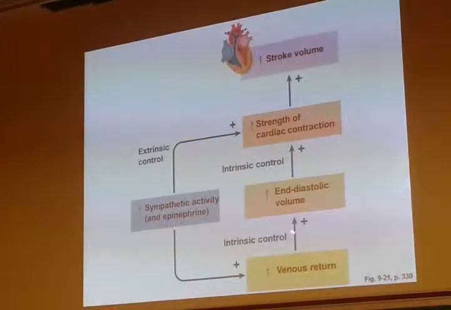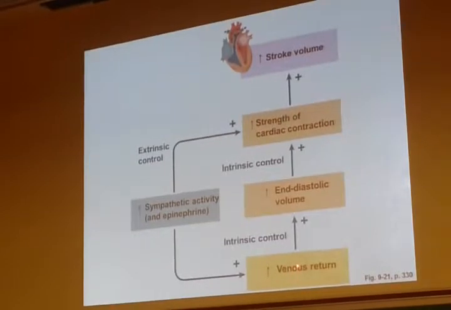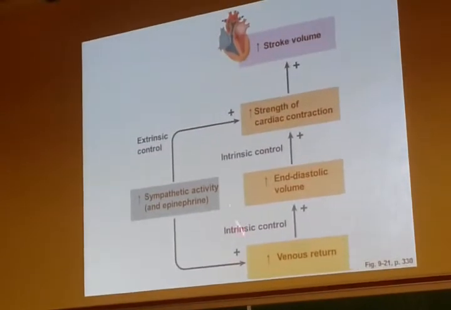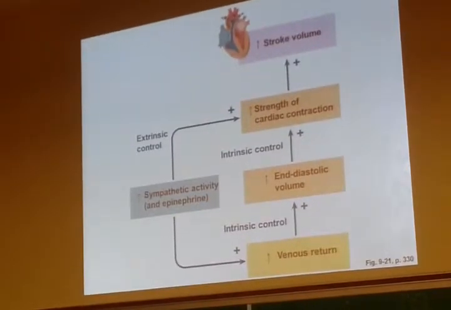Okay, so here, this intrinsic control is responding to venous return without any input from the sympathetic nervous system. This can go up with postural changes. You go from seated to standing, venous return goes down because now the blood pools in your legs. If you go from seated to lying down or standing to lying down, venous return increases. If you stand on your head, venous return increases.